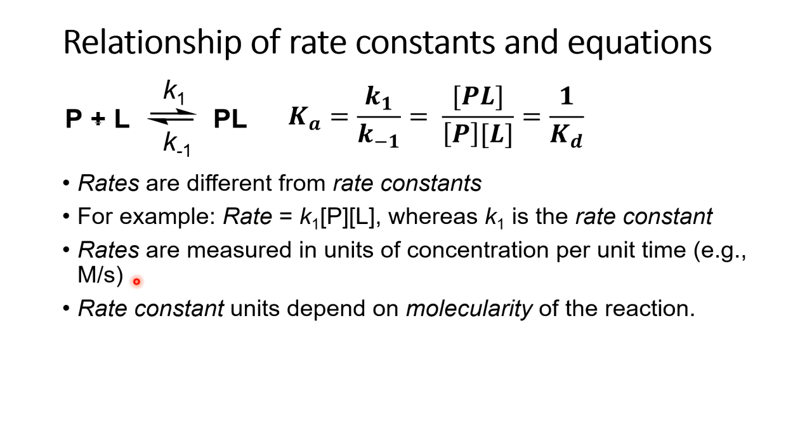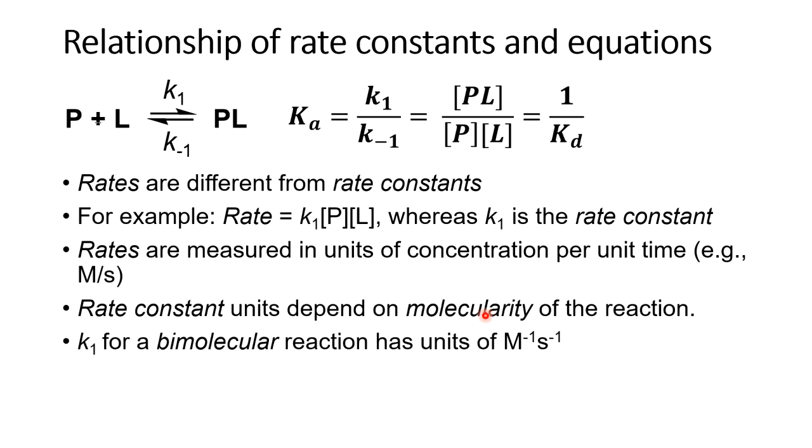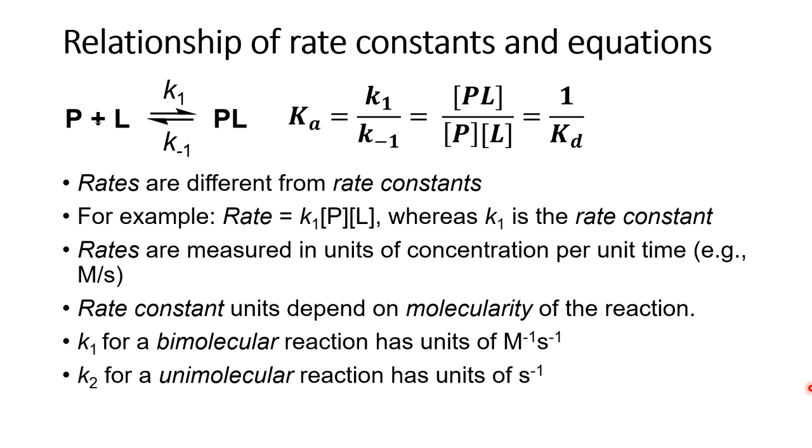The rate constants, again, are little k1 and little k minus 1. The units depend on the molecularity of the reaction. So k1 for a bimolecular reaction, such as the forward reaction, is going to have units of per molar per second. Notice that the concentration is in the denominator instead of the numerator, as we see for rates. And for k minus 1, which is a unimolecular reaction, it's going to have units of per second.